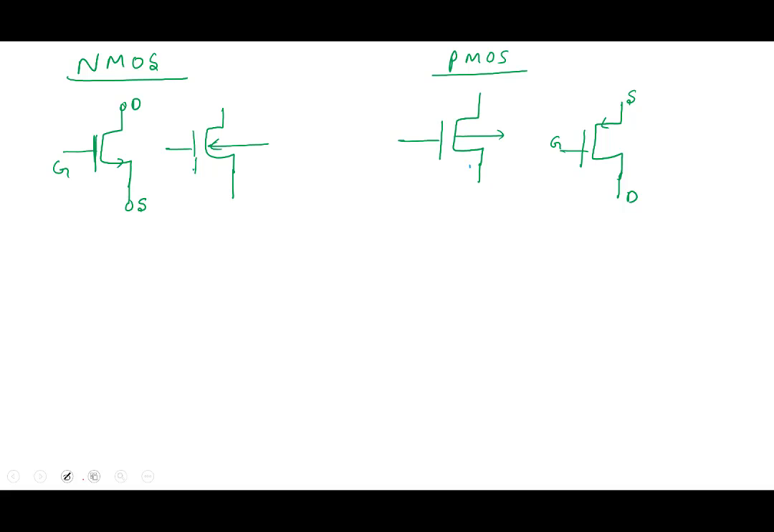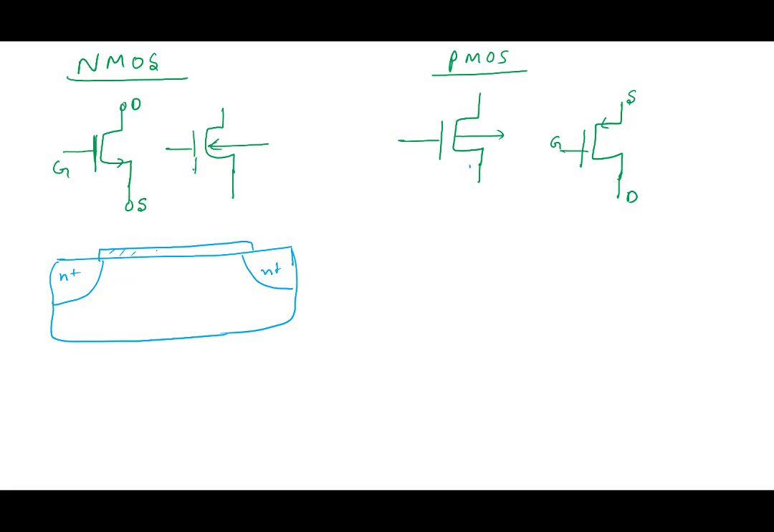So let me draw the structure of the two so that you can see the differences. There's an N plus here, there is an N plus here, there's an oxide here, and there's a metal here, and this is P type. And this we call the source, this we call the drain, and we call this the gate and the body. Right?